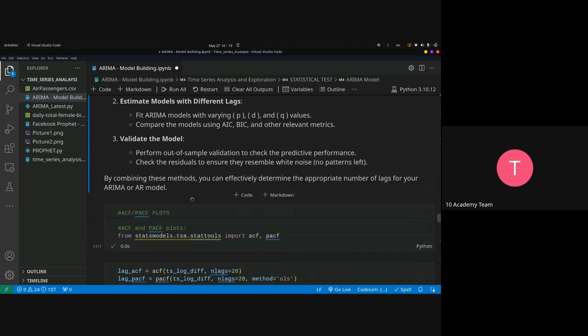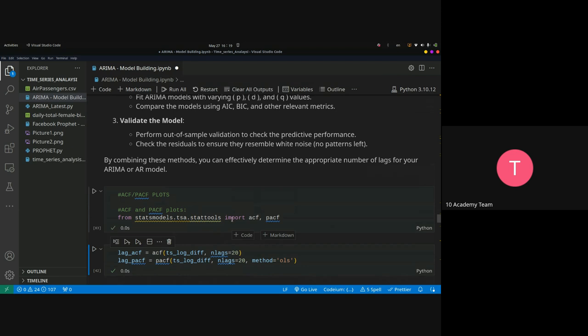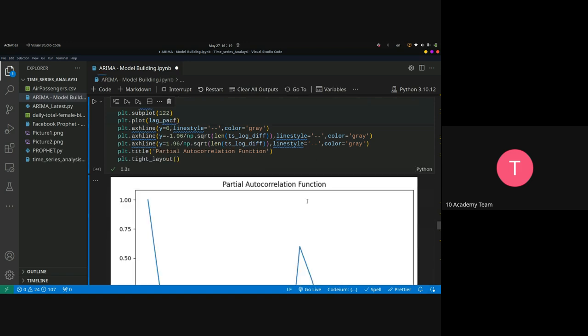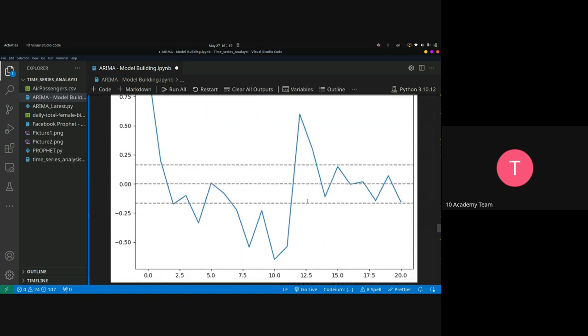All right, so how can we plot the autocorrelation function and the partial autocorrelation function? We just simply import them from statsmodels.graphics.tsaplots, import ACF and PACF. And then we specify the lags. This is the log difference, number of lags 20, and the method is OLS. So if we do that, we get that.